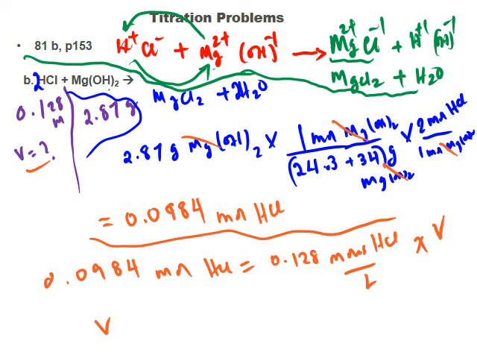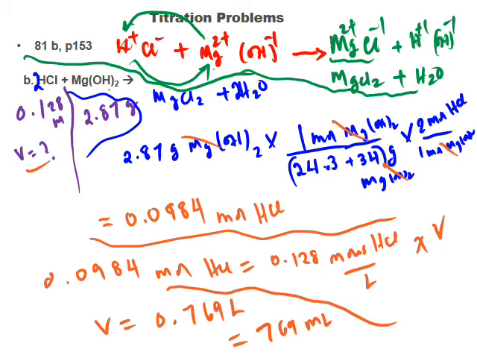The volume would be given by, when you solve this, 0.769 liter. And if you multiply that by 1000 you get 769 ml. So that's the answer to this question. We need 769 ml of HCl in order to neutralize Mg(OH)2.